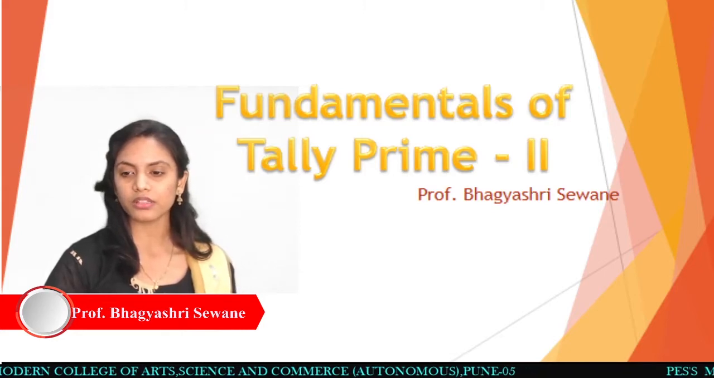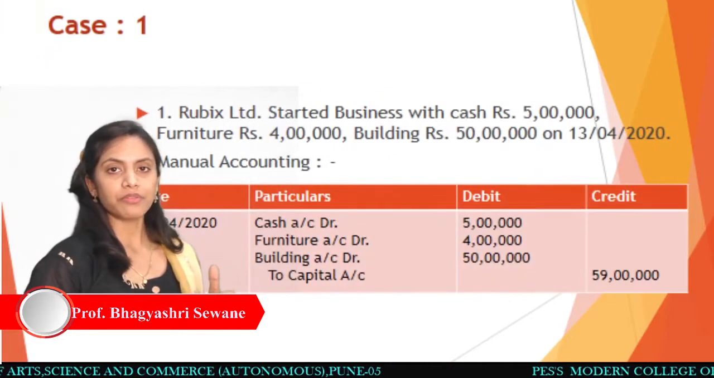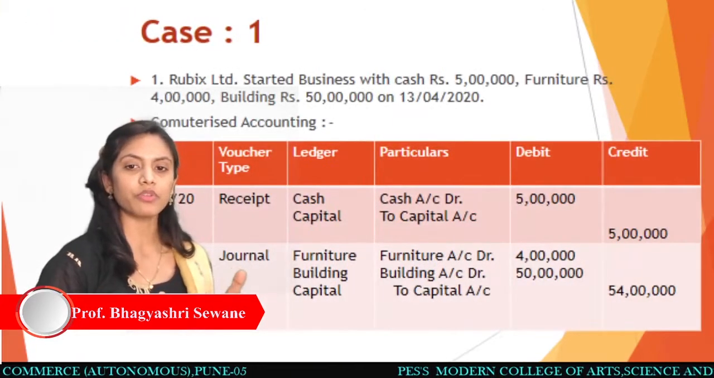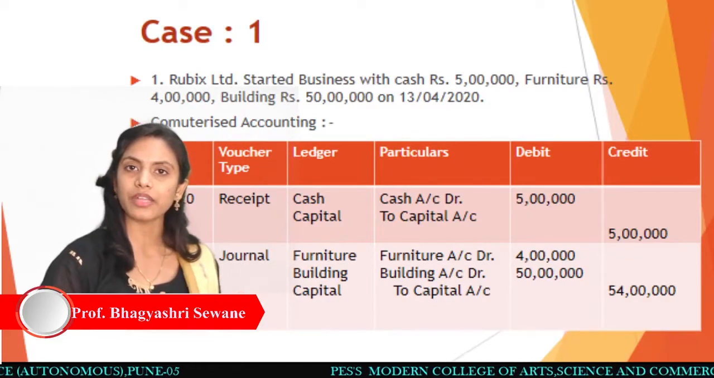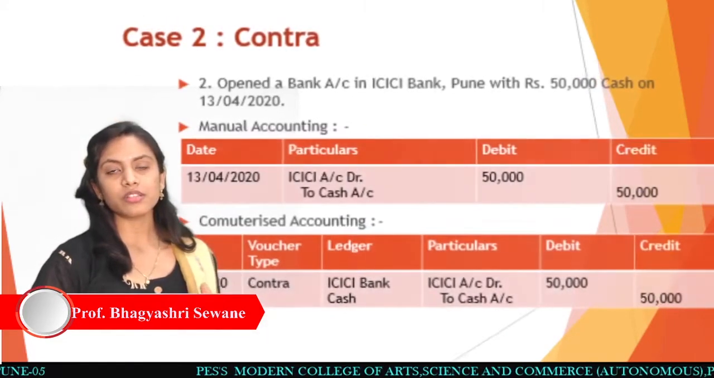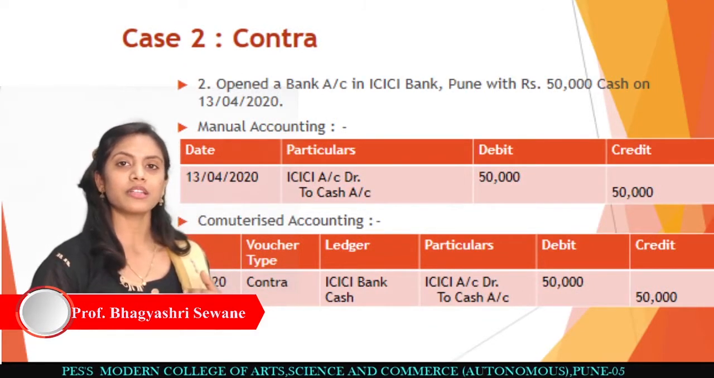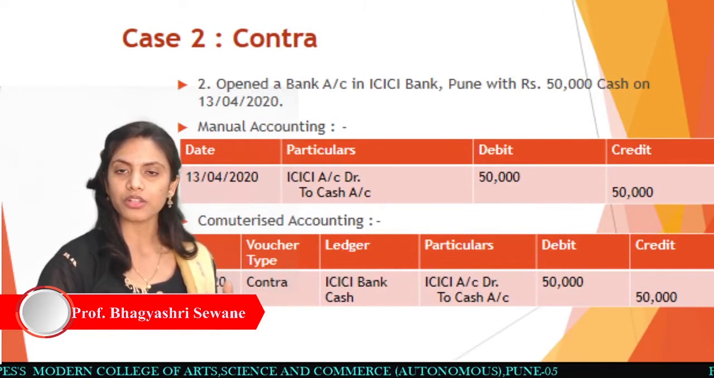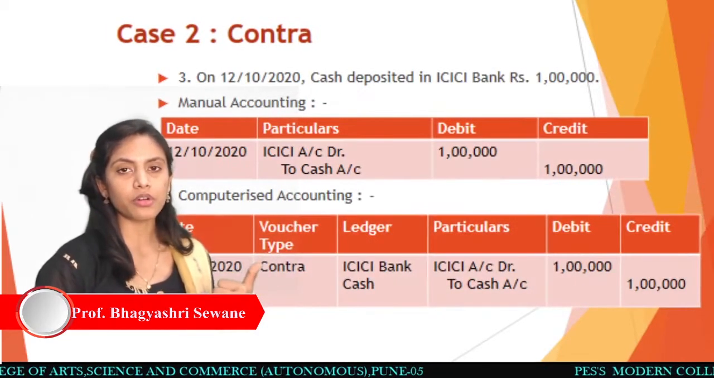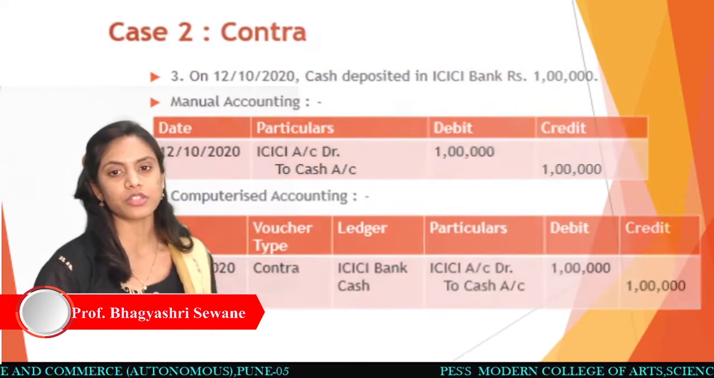Firstly we will go for this one. Once again I will show you. Yes, we have done this entry, that is the capital introduced in the company. One entry we have done in a receipt voucher and another entry we have done in a journal voucher. Then the next was when the bank account was opened in ICICI bank, and cash deposited in the bank. So bank account debited to cash account, that entry we have already done in a contra voucher. This second entry in a contra voucher we also have done in the last session.